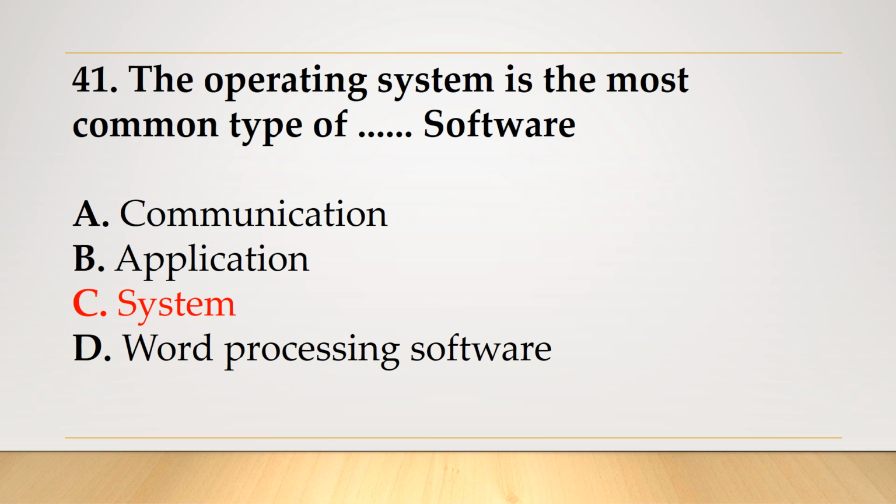The operating system is the most common type of blank software: A. Communication, B. Application, C. System, D. Word processing software. So the right answer is C. System.